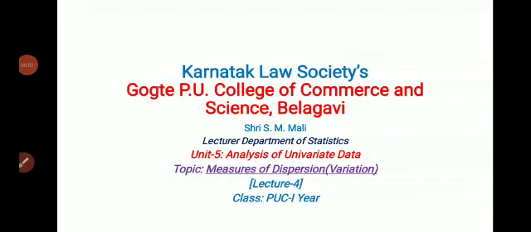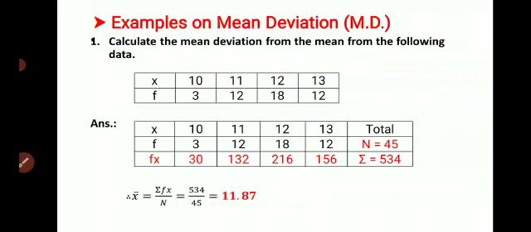Hello students, welcome back to the fourth lecture on measures of dispersion. In the previous class, we solved the examples on quartile deviation. Also, we have seen the definition, formulas and merits and demerits of mean deviation. Today, we will solve the examples on mean deviation.